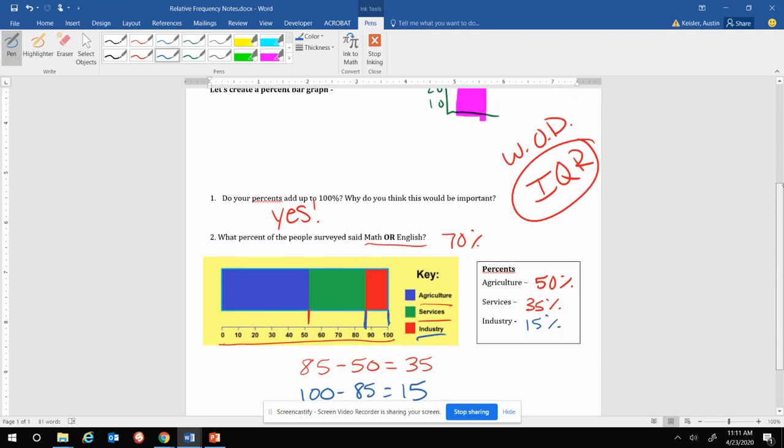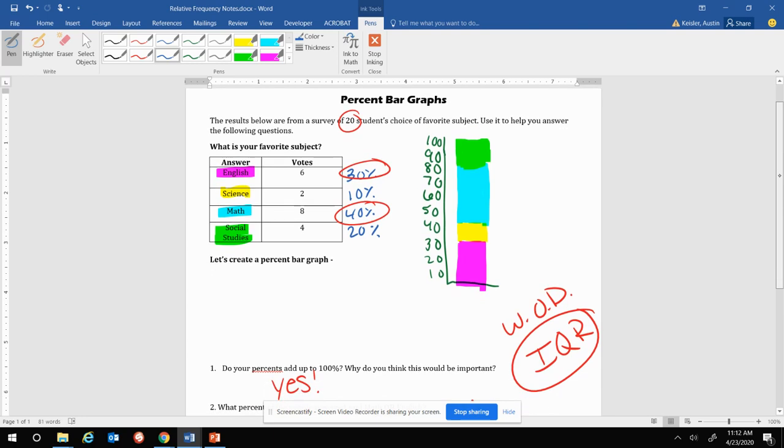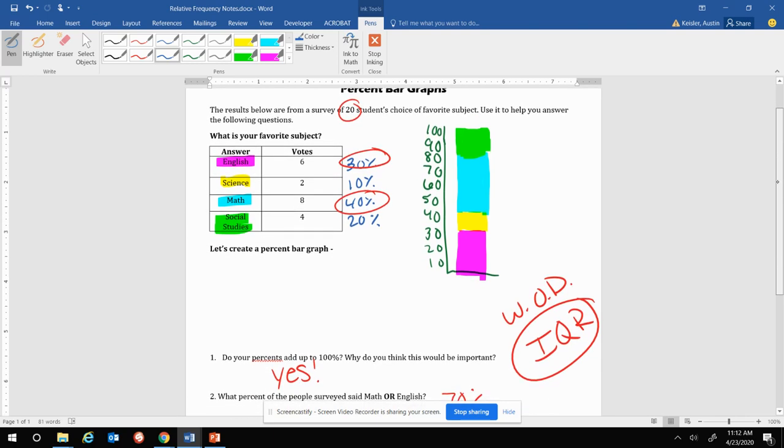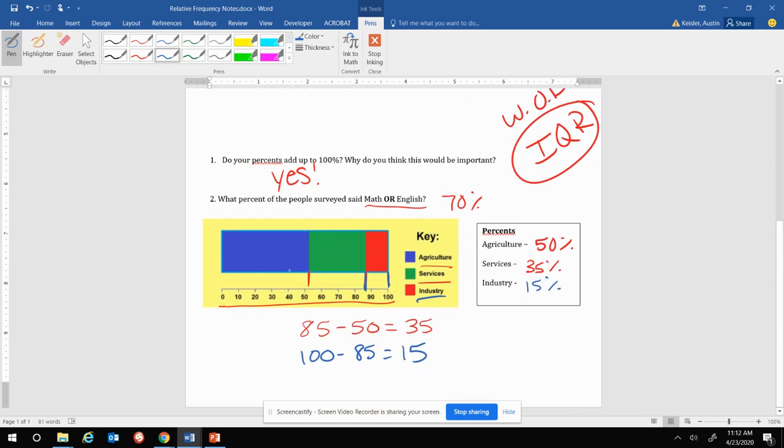But really and truly, y'all, a percent bar graph is just the exact same thing as a regular bar graph. We're just using percents. If it's stacked, make sure they're stacked on top of each other, and make sure you're figuring out the width of the actual section, not where the percent ends.